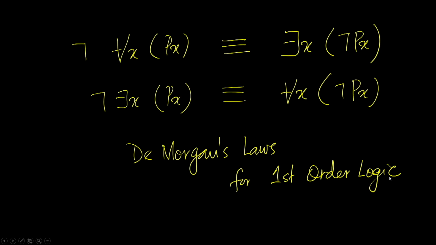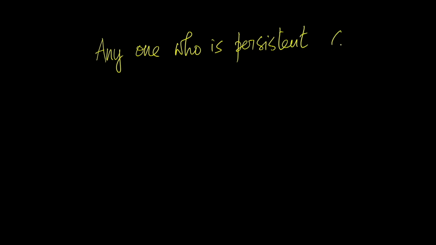Let us try a few examples, paraphrasing sentences in English into sentences in first order logic. These examples are from the textbook of Mendelssohn. Anyone who is persistent can learn logic. We want to translate this sentence in English into a first order formula.